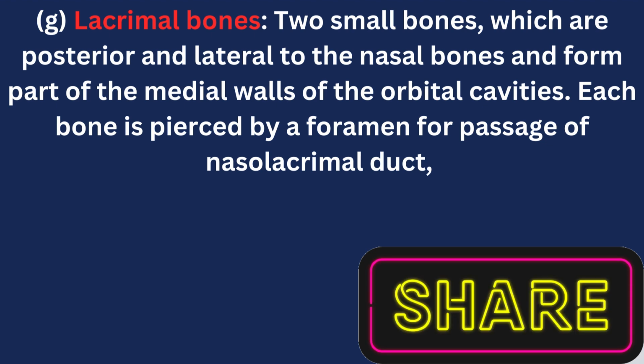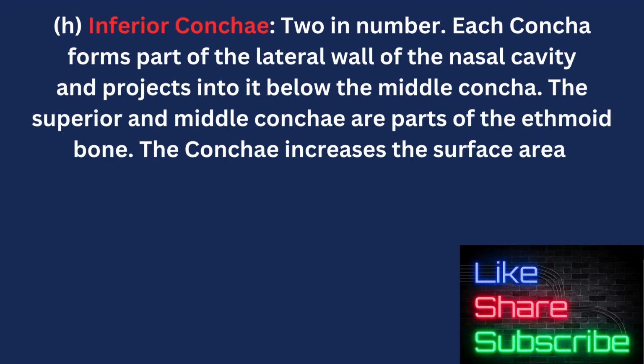G. Lacrimal bones. Two small bones which are posterior and lateral to the nasal bones and form part of the medial walls of the orbital cavities. Each bone is pierced by a foramen for passage of the nasolacrimal duct. H. Inferior conchae. 2 in number, each concha forms part of the lateral wall of the nasal cavity and projects into it, below the middle conchae. The superior and middle conchae are parts of the ethmoid bone. The conchae increase the surface area.